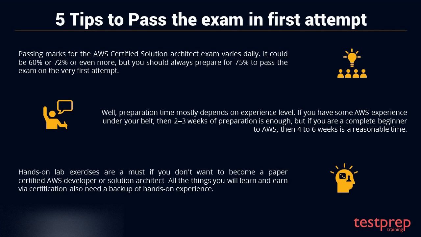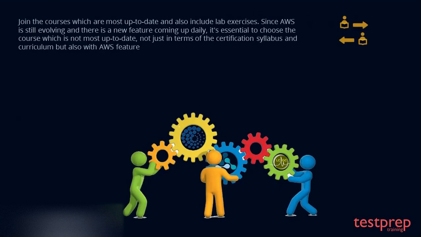Third, hands-on lab exercises are a must if you don't want to become a paper-certified AWS developer or solutions architect. All the things you will learn and earn via certification also need a backup of hands-on experience. Fourth, join the courses which are most up-to-date and also include lab exercises. Since AWS is still evolving and there is a new feature coming up daily, it's essential to choose the course which is most up-to-date, not just in terms of the certification syllabus and curriculum but also with AWS features.